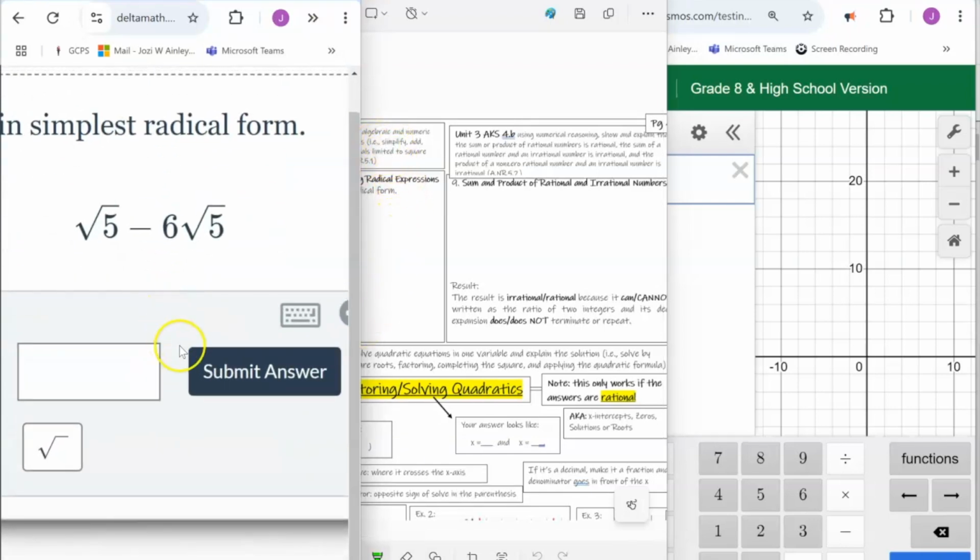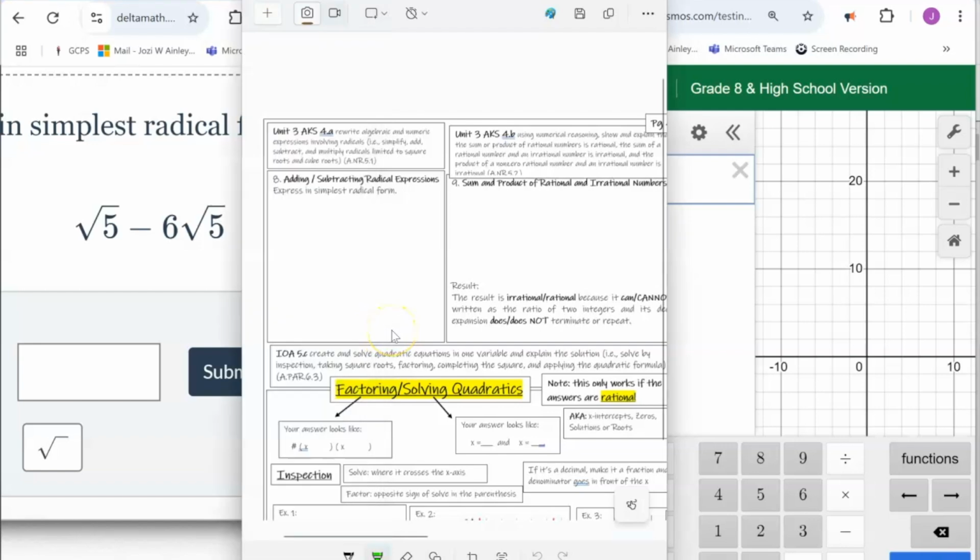So we're going to look at this, and remember, we've talked about this before. If I had x minus 6x, what would you do?